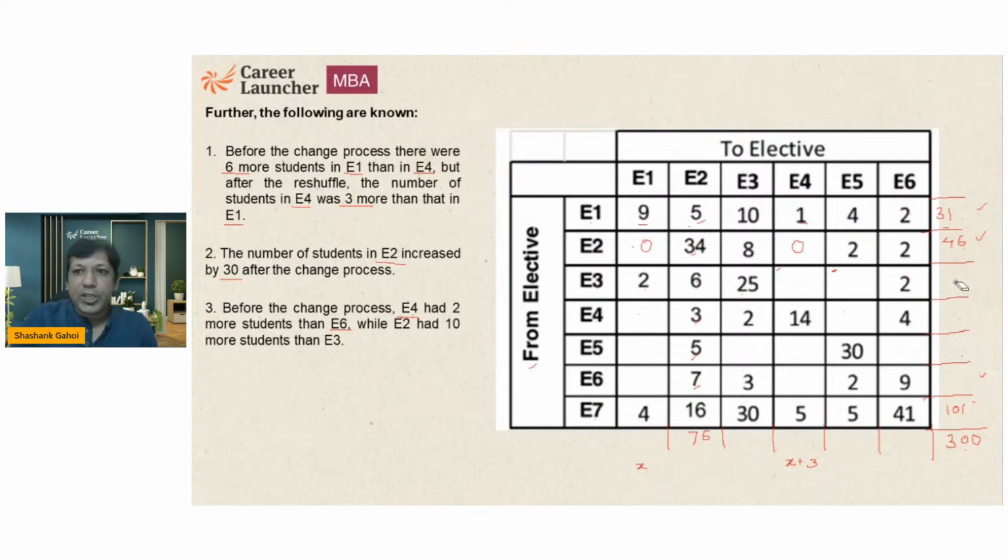Now let's check once more because that was a silly calculation error. So E4 is going to be 25. Now it says E4 is 25 and then E4 has 2 more students than E3. So this comes out to be 23. Okay. E2 has 10 more students than E3. So this is going to be 36.